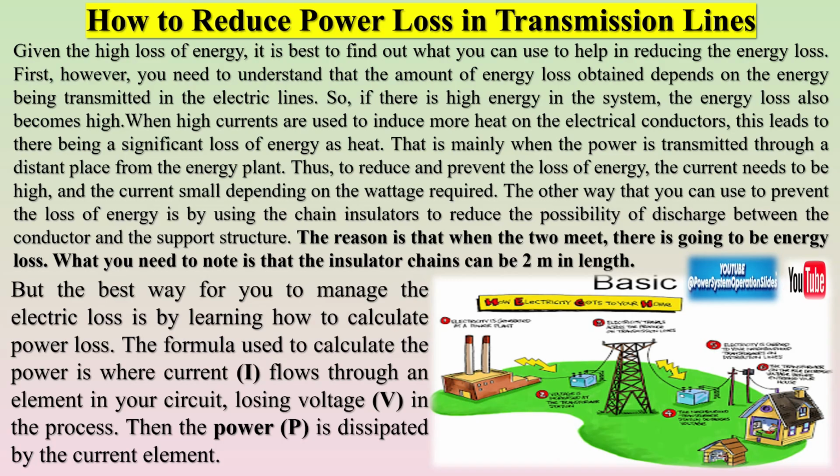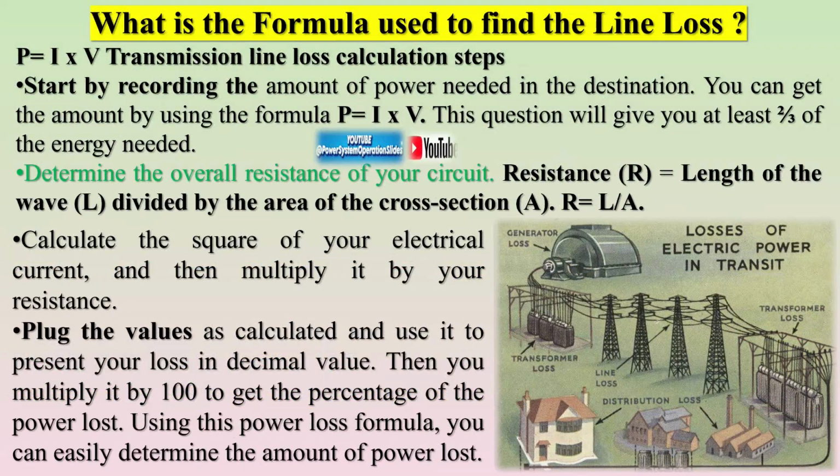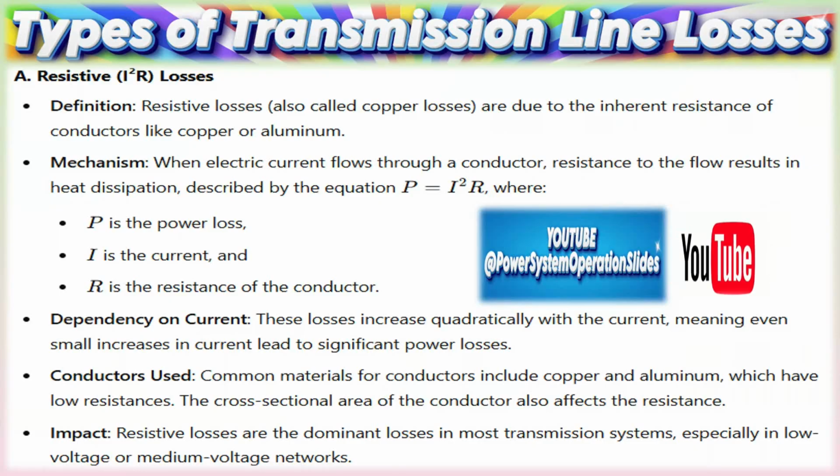In transformers and other electrical machines, eddy current and hysteresis losses are common. Eddy current losses occur when circulating currents are induced in metallic parts due to alternating magnetic fields, resulting in heat generation. Hysteresis losses are due to the repeated magnetization and demagnetization of magnetic materials, which also cause heat dissipation. These losses can be minimized by using laminated cores in transformers and optimizing the design of magnetic components.